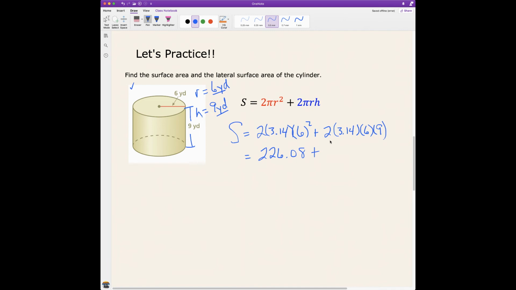The area of the lateral face is 2 times 3.14 times 6 times 9. And when we multiply those numbers together, we get 339.12 yards squared. And then all we have to do is add those together, and we get a final total of what?